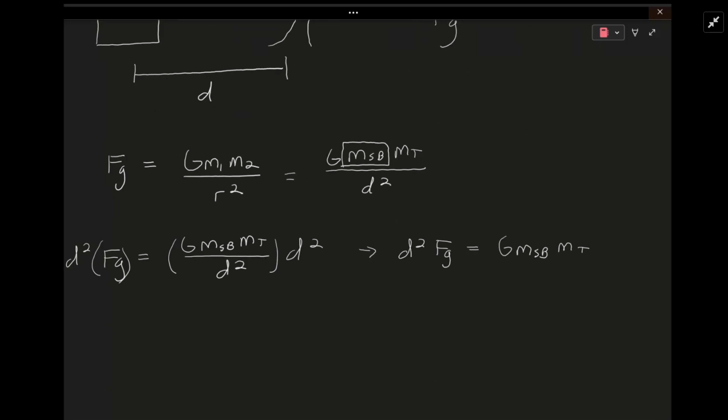Now all I need to do is divide both sides of the equation by G times the mass of the tree, and that gives me the mass of the stone block expressed in the variables and constants that we know already, and hence we're able to solve the problem.